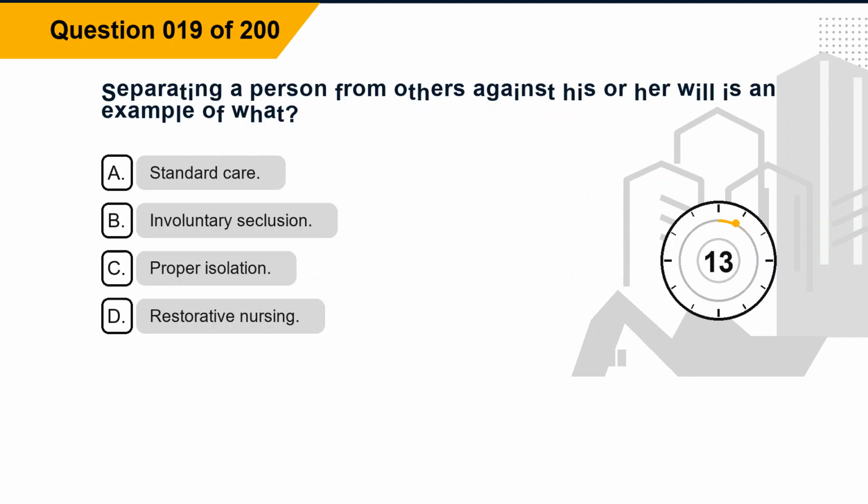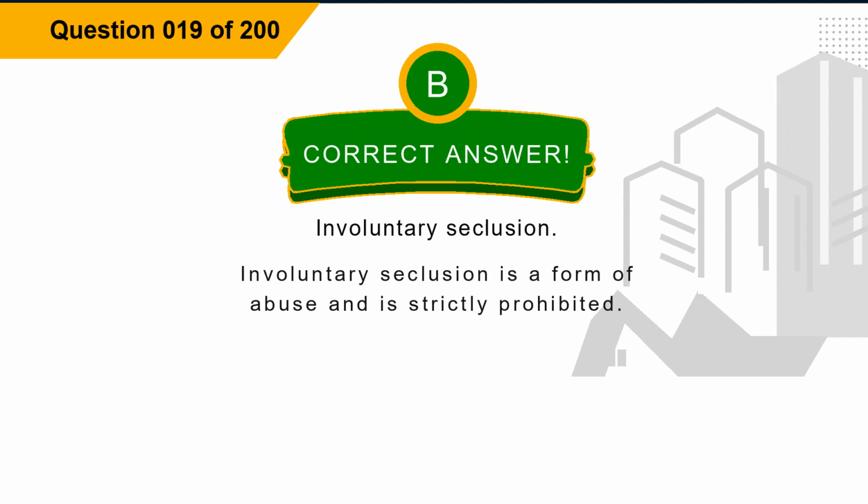Question 19. Separating a person from others against his or her will is an example of what? Option A, standard care. Option B, involuntary seclusion. Option C, proper isolation. Option D, restorative nursing. The correct answer is option B, involuntary seclusion. Explanation. Involuntary seclusion is a form of abuse and is strictly prohibited.